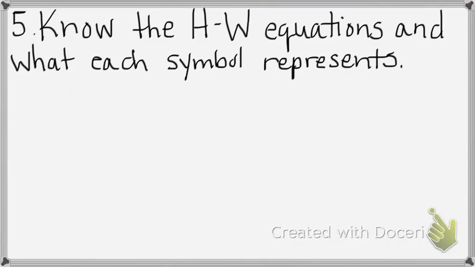Okay, I told you this last week. I am not playing around. You really do have to know what every symbol means in Hardy-Weinberg. I'm really not playing around. You really do have to know that P is the frequency of the dominant allele, or Q is the frequency of the recessive allele. We can find these things on page 167.